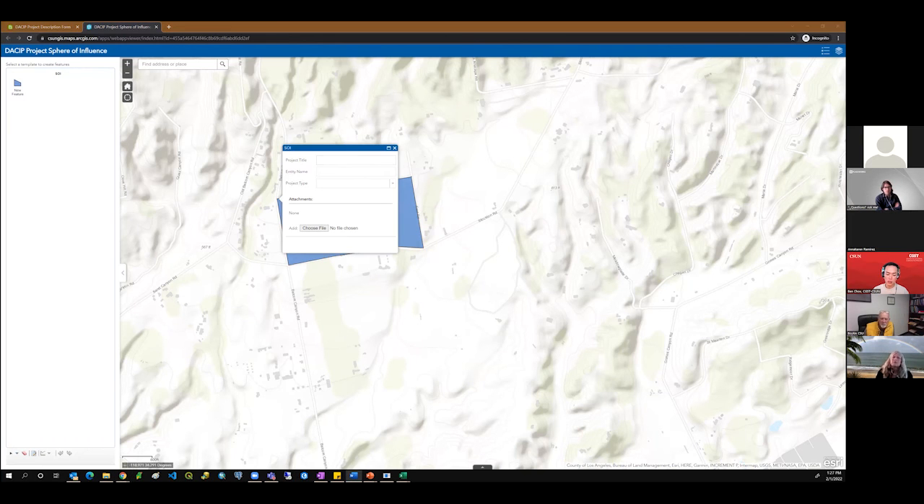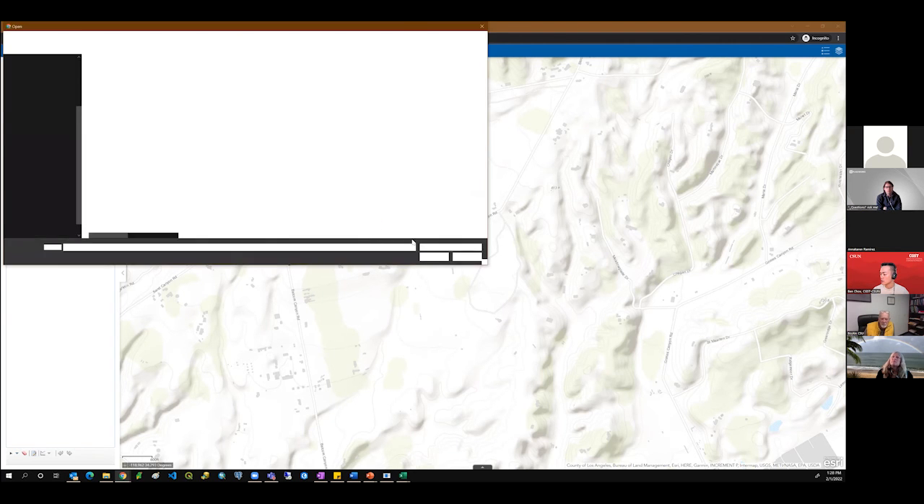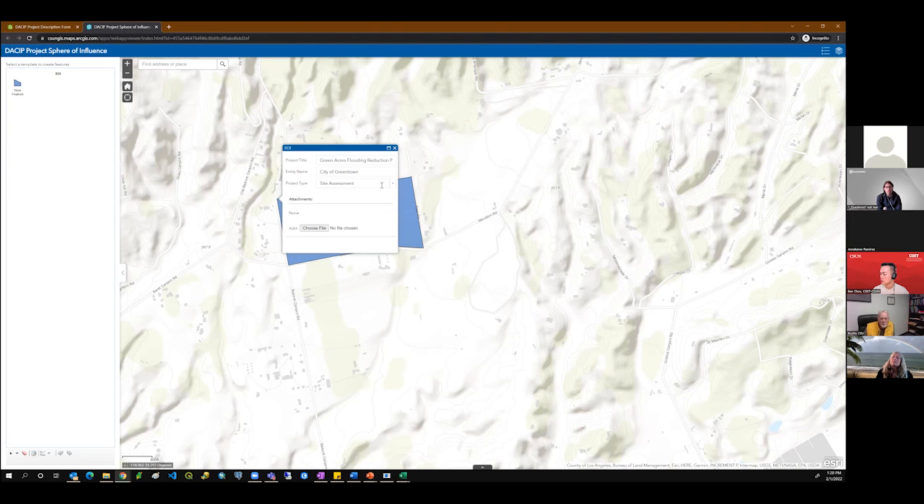And this is so that we can track these custom project boundaries and associate them with the right project. So we're going to put in the name of the project, the name of the city that is applying for funding, and then select the project type, which is a site assessment. And then it should be saved in there.